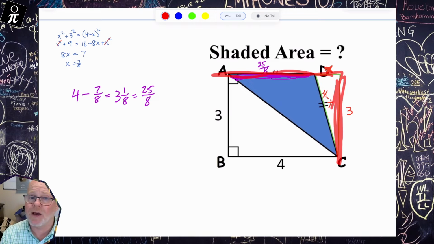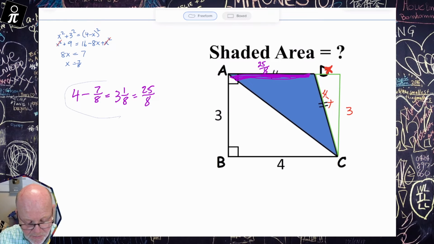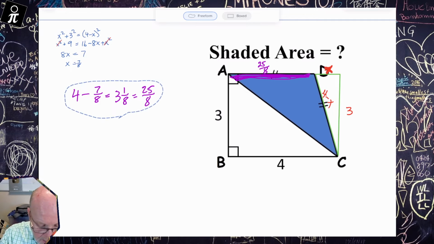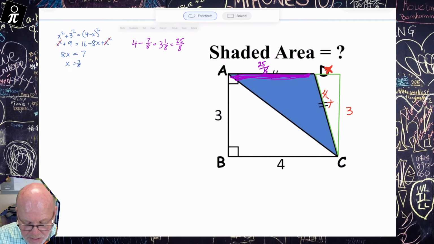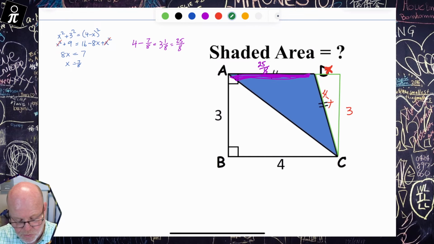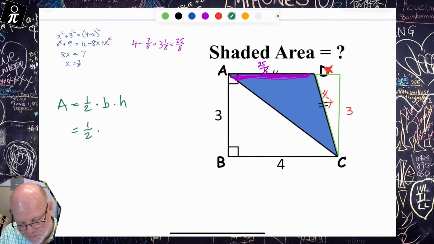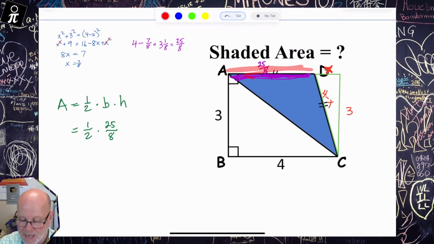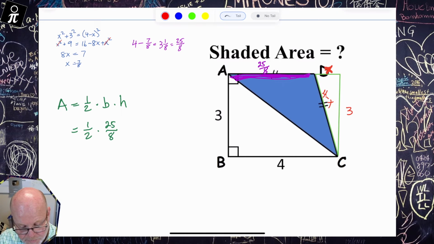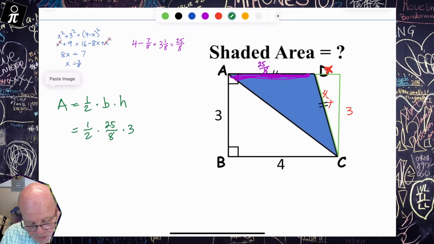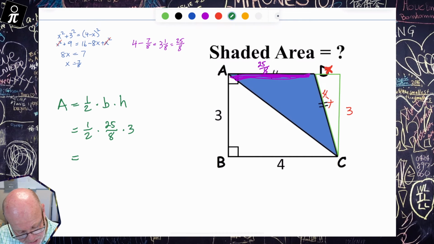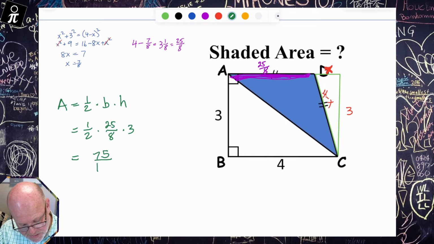So we officially now know all the information we need to find the area of that blue triangle. Let's do green. The area of the triangle is 1/2 times base times height, which is 1/2 times 25/8, that's the base, and the height of that triangle is 3, so times 3. Now all we have to do is the fancy math, and we end up with 75/16. So the area of that triangle is 75/16.